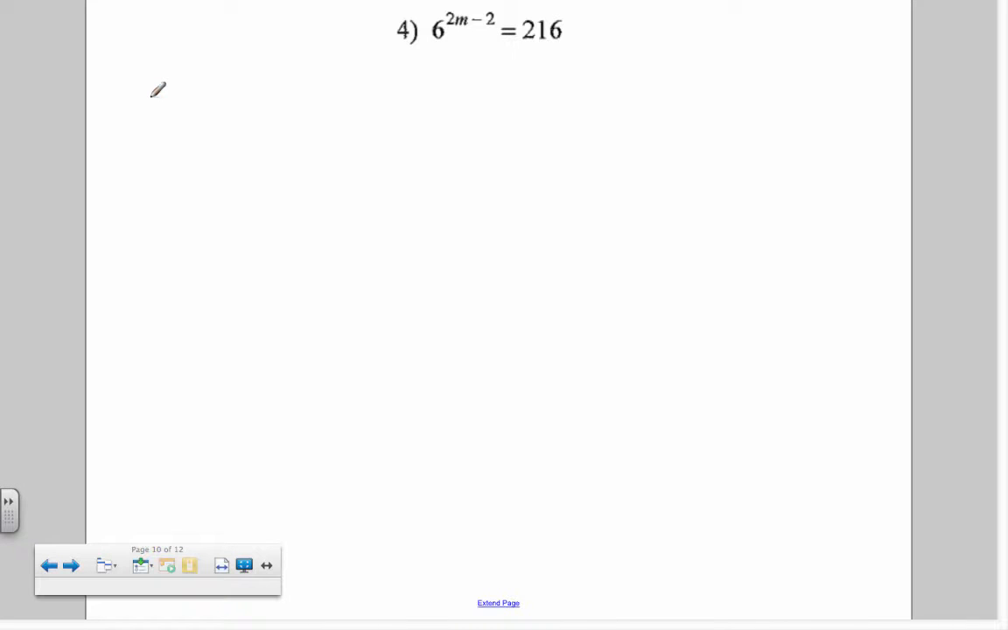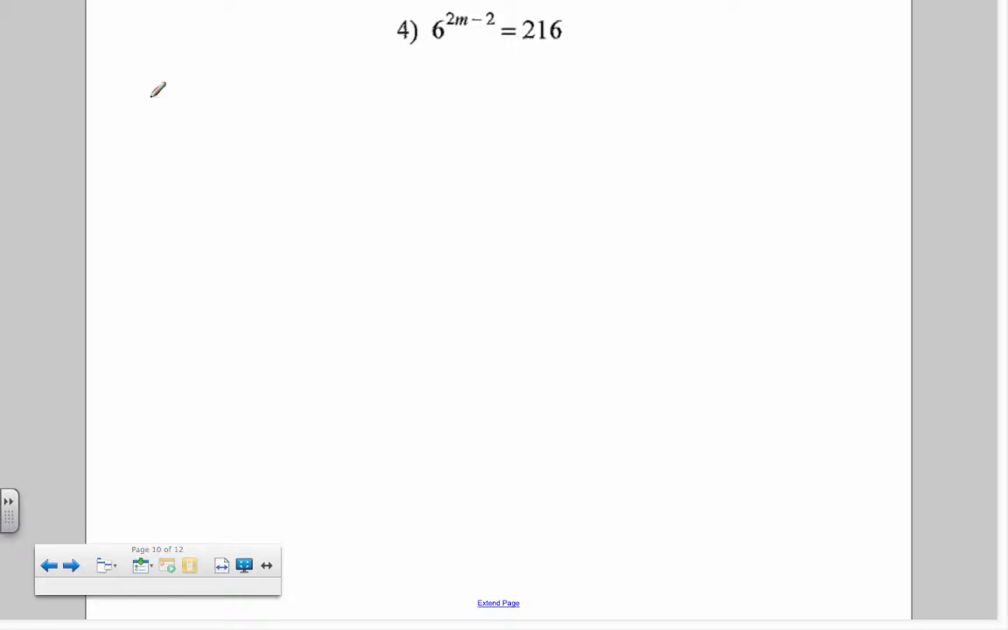For the first two, we end up just having to drop the base for this worksheet, so I wanted to show you something where we actually have to change the equation, where we have to change it so we have similar bases. So number 4 is 6 to the 2m minus 2 power equals 216.